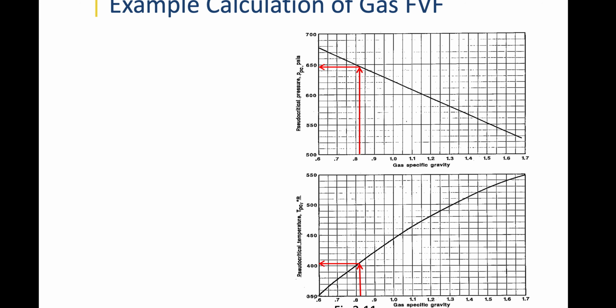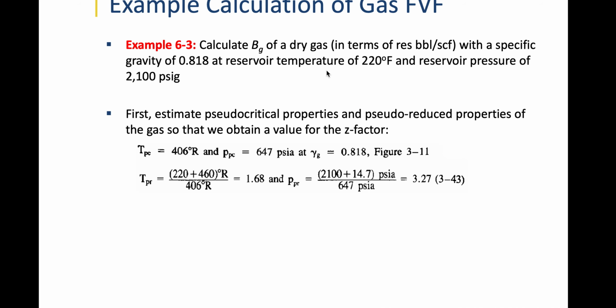As I said, since the gas specific gravity is given, we can go to figure 3-11, and from there we can read, with the specific gravity given, the pseudo-critical temperature and pseudo-critical pressure. When I have these two, I can find the reduced temperature and reduced pressure, simply by dividing the reservoir temperature by the pseudo-critical temperature and the reservoir pressure by the pseudo-critical pressure. Then we can have the TPR and PPR.